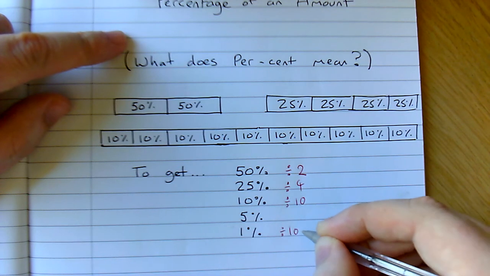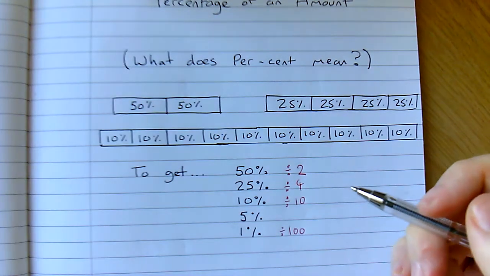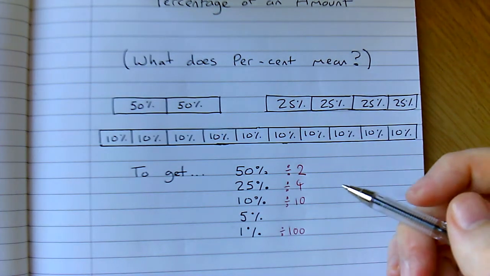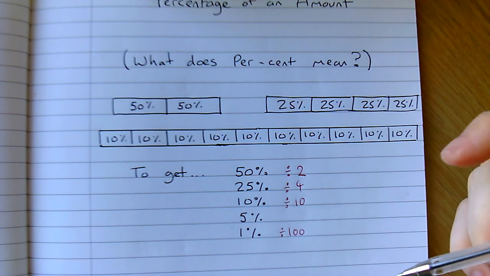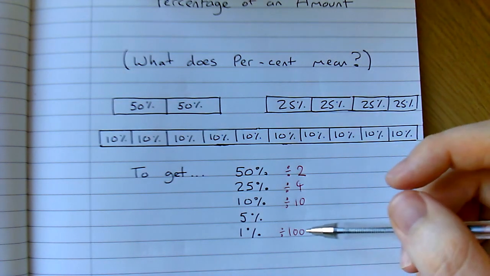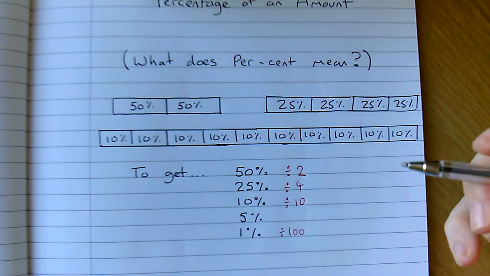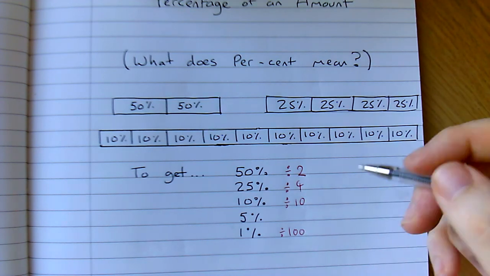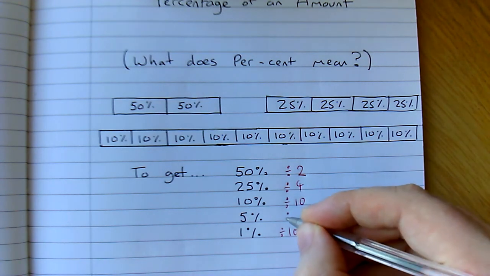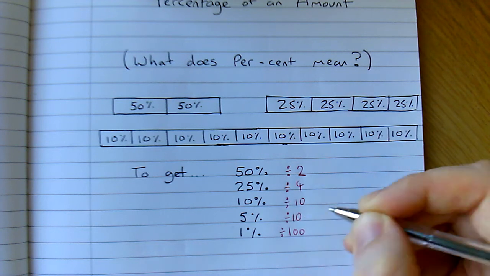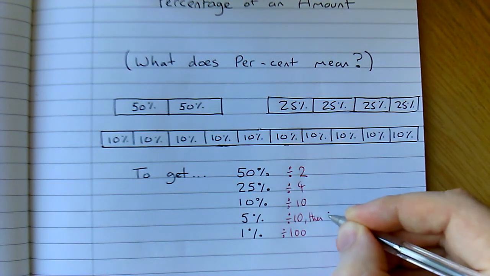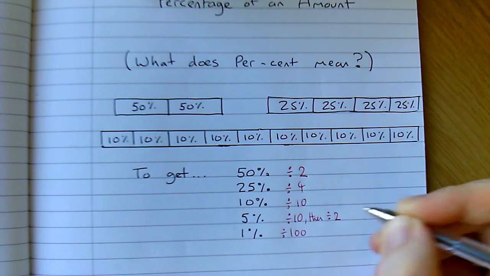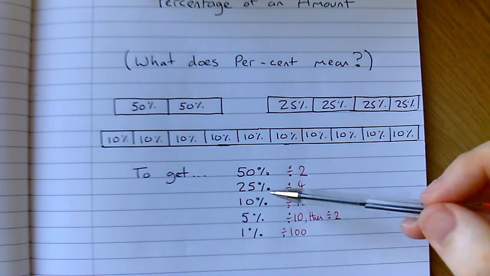Now, what I haven't really discussed is 5%. There's 2 ways to get 5%. I could quite literally divide it by 20, because there are 20 fives in 100, or divide by 10, which gives me 10%, then divide by 2, which gets me to 5%.